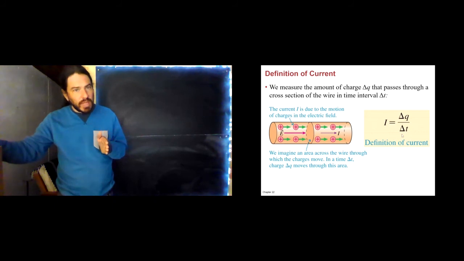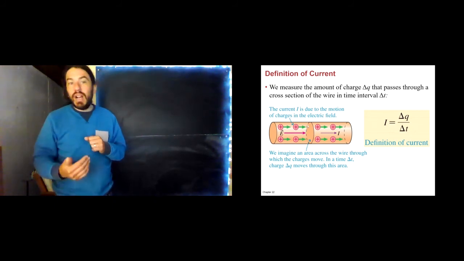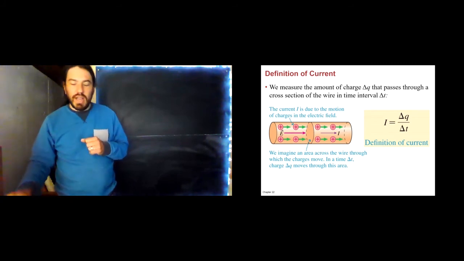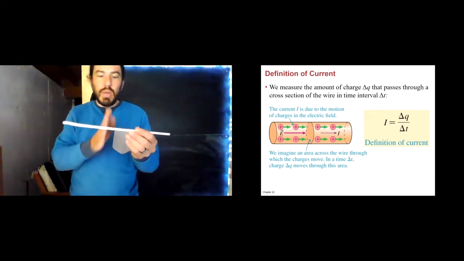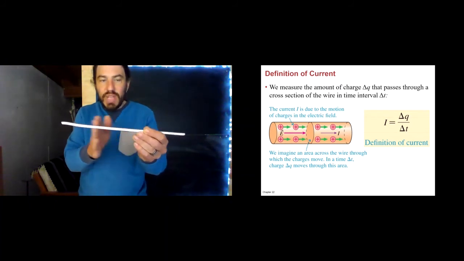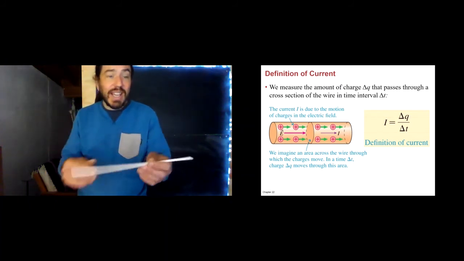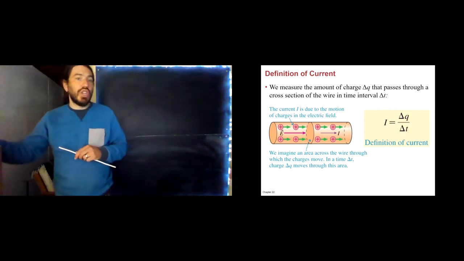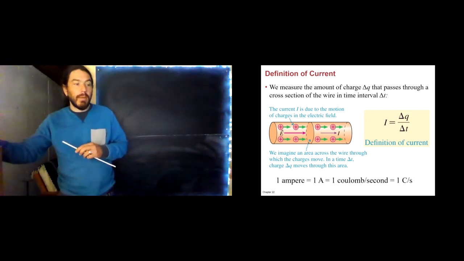But specifically, what do I mean by change in charge? We mean how much charge flows through some area that's perpendicular to that wire. So for example, we could take a little slice through the middle here. We could count charge that flows through that slice in a given second, and that would be how much current is flowing in my wire. And the unit is the ampere. 1 amp is 1 coulomb per second.